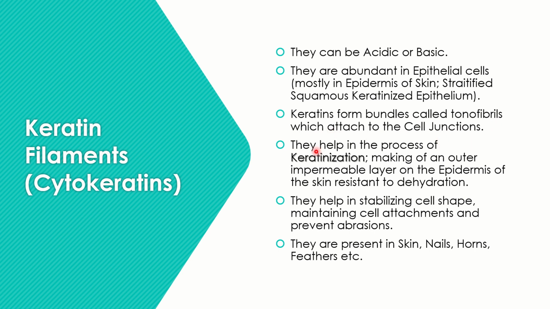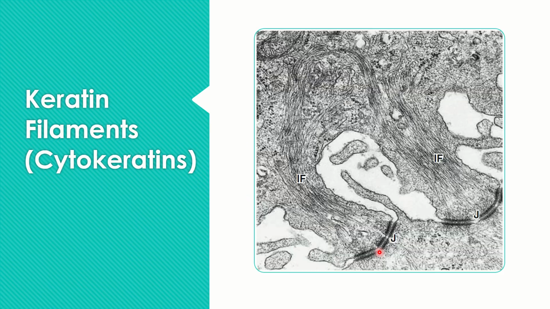Okay, they help in the process of keratinization. That is, they form an outer impermeable layer on the epidermis of the skin which is resistant to dehydration. Okay, on our skin there is an outer impermeable layer which resists dehydration. It is made up of keratin filaments. They help in stabilizing the cell shape, they maintain the cell junctions and attachments, and they prevent cellular injuries. The keratin filaments are present in skin, nails, horns, feathers, etc.